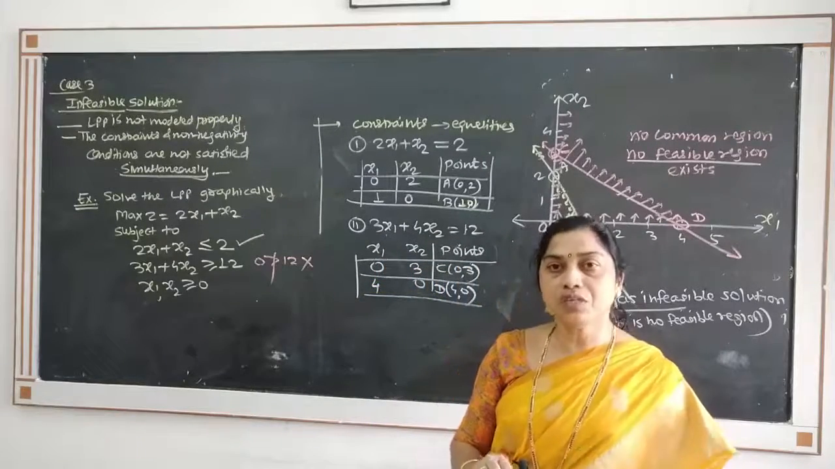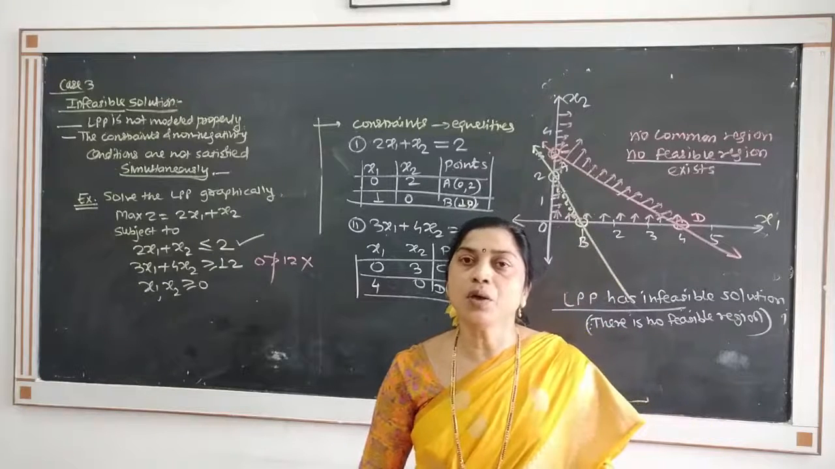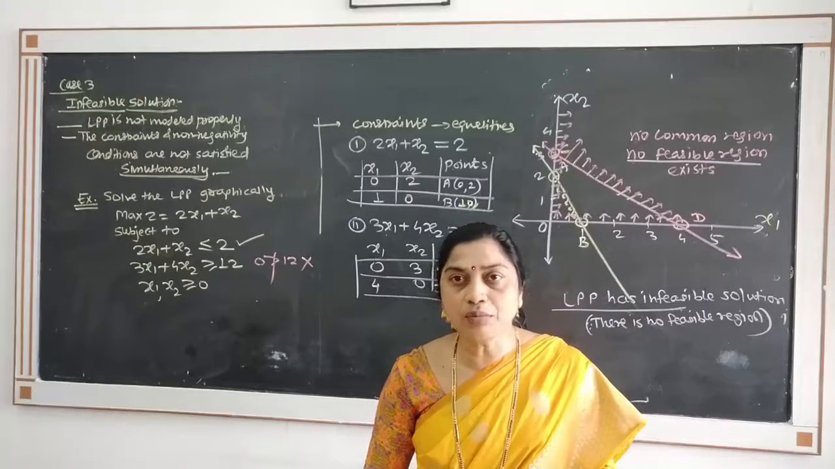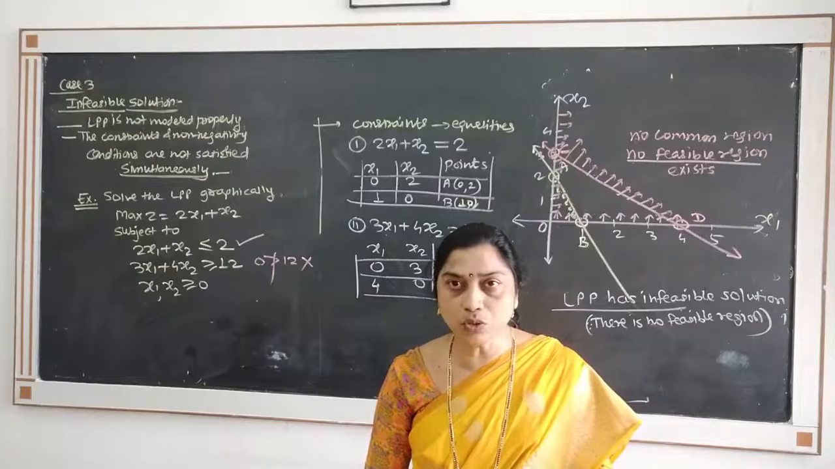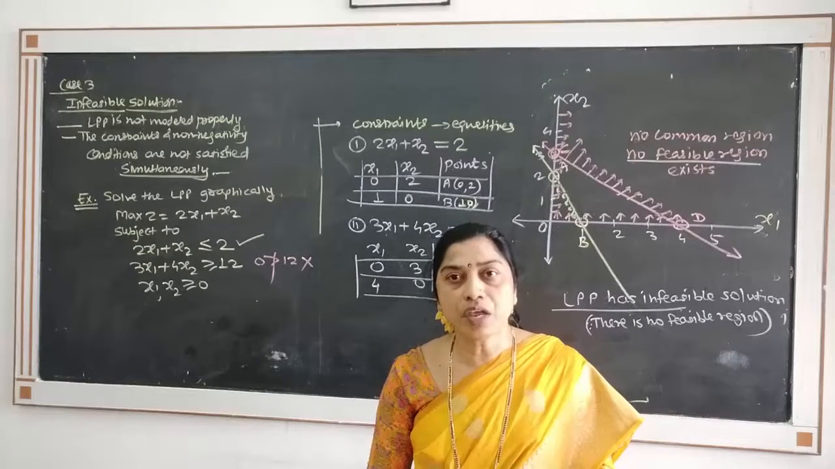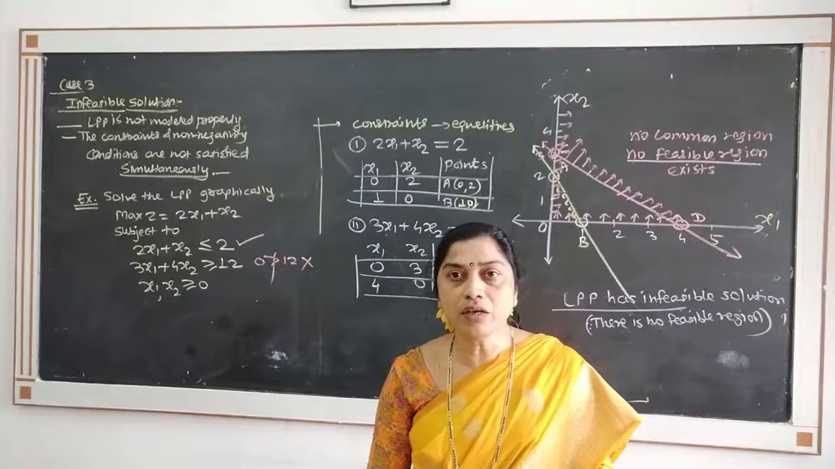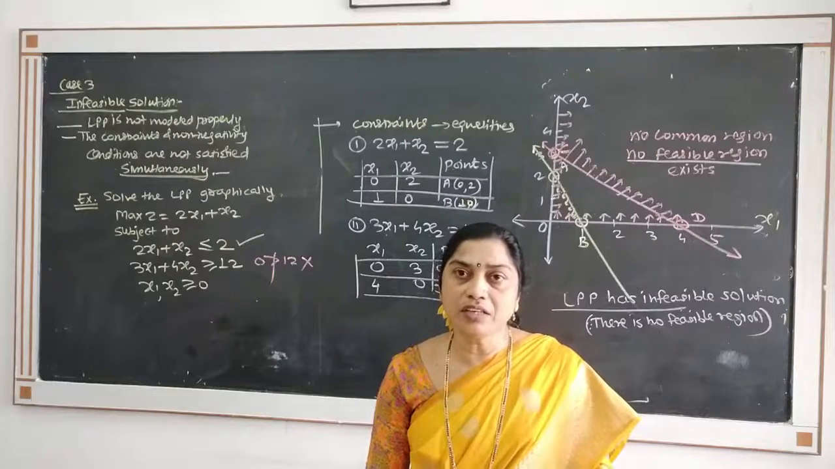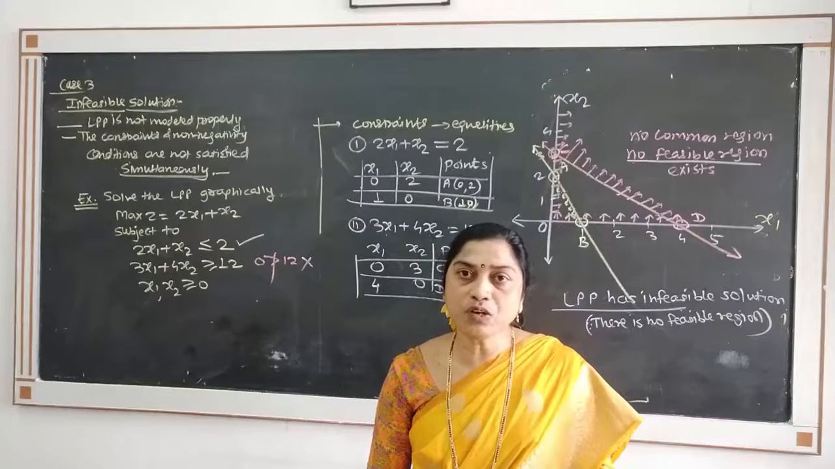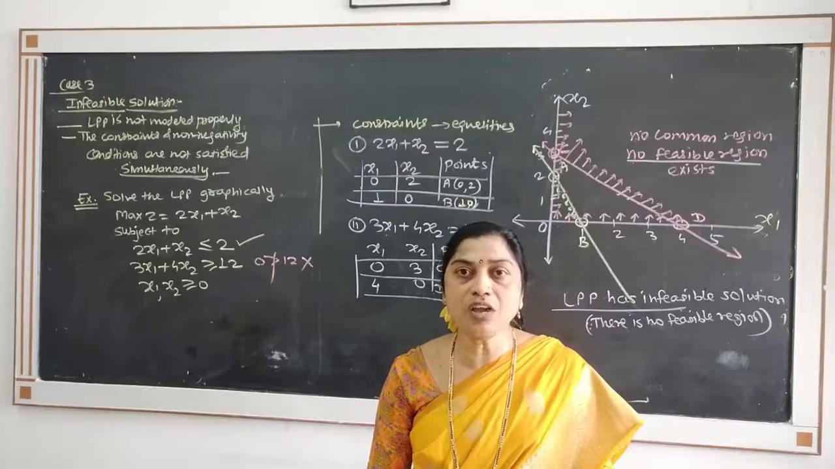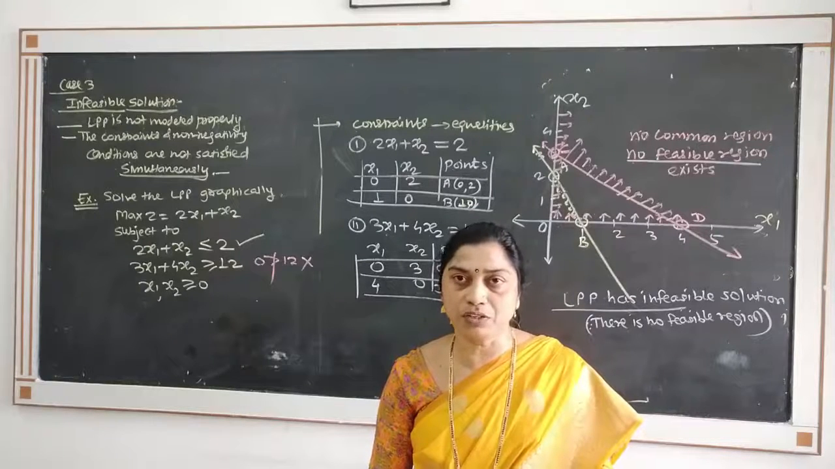So today we have seen three important cases. The first one is infinite number of solutions, that is, multiple solutions. It occurs when the objective function has the same value at more than one point of the feasible region, that is, when the objective function is parallel to a constraint which forms the boundary of the feasible region.